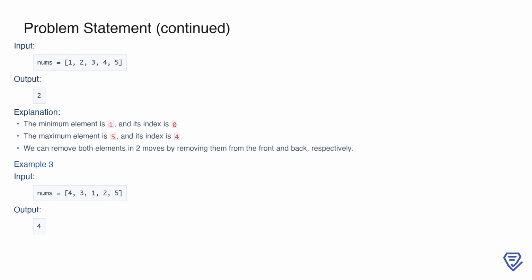Now, let's examine another example. Here, the input array is nums equals 1, 2, 3, 4, 5. The minimum element is 1, located at index 0, and the maximum element is 5, located at index 4. In this case, we can remove both elements in just 2 moves by taking the minimum from the front and the maximum from the back. This is the most efficient approach since both elements are already at the ends of the array. By minimizing the number of moves, we ensure the solution is optimal.